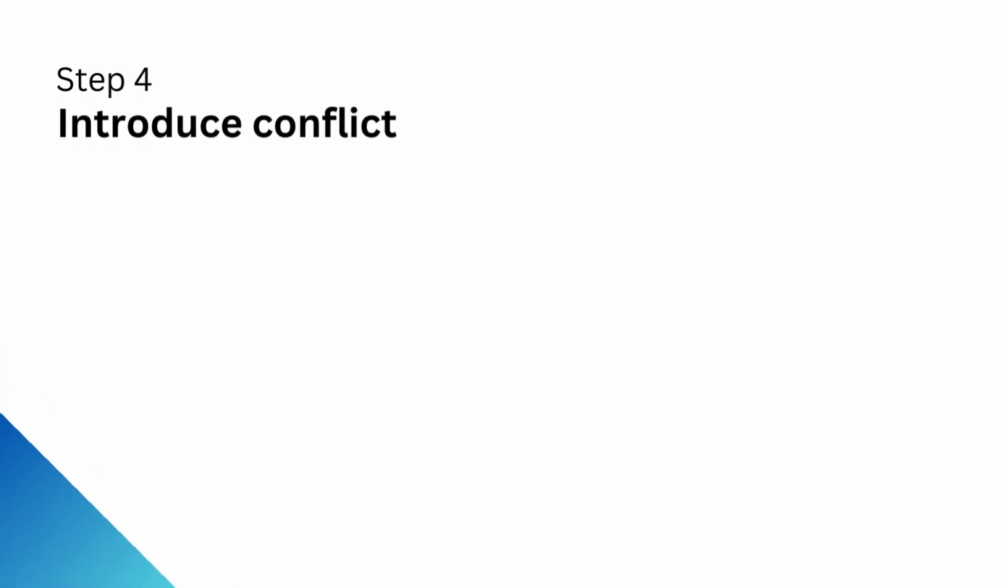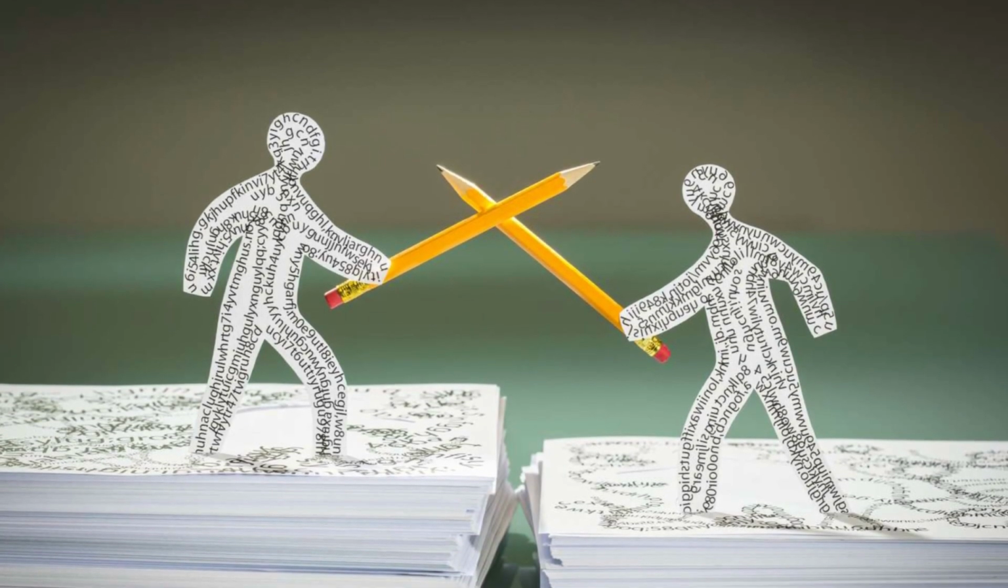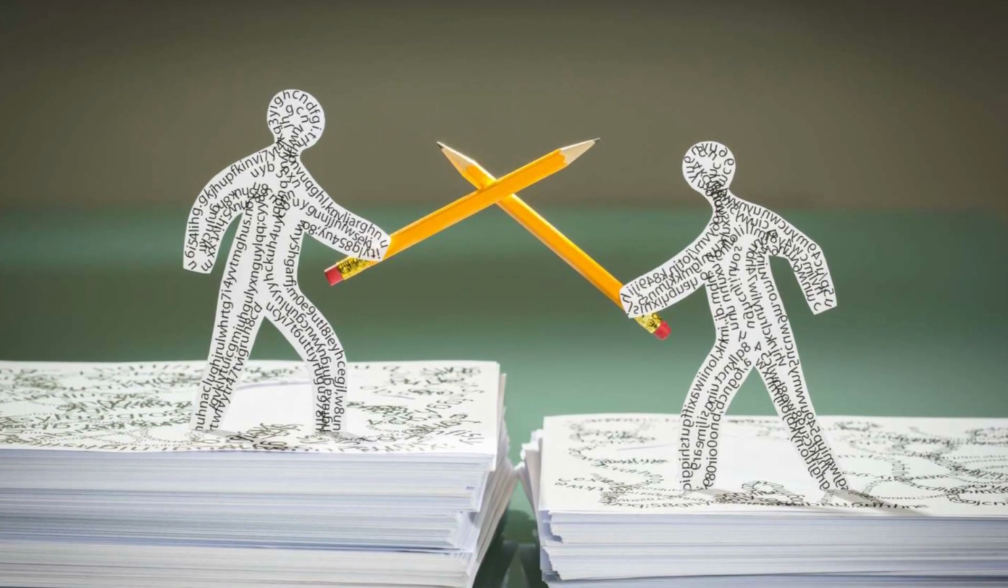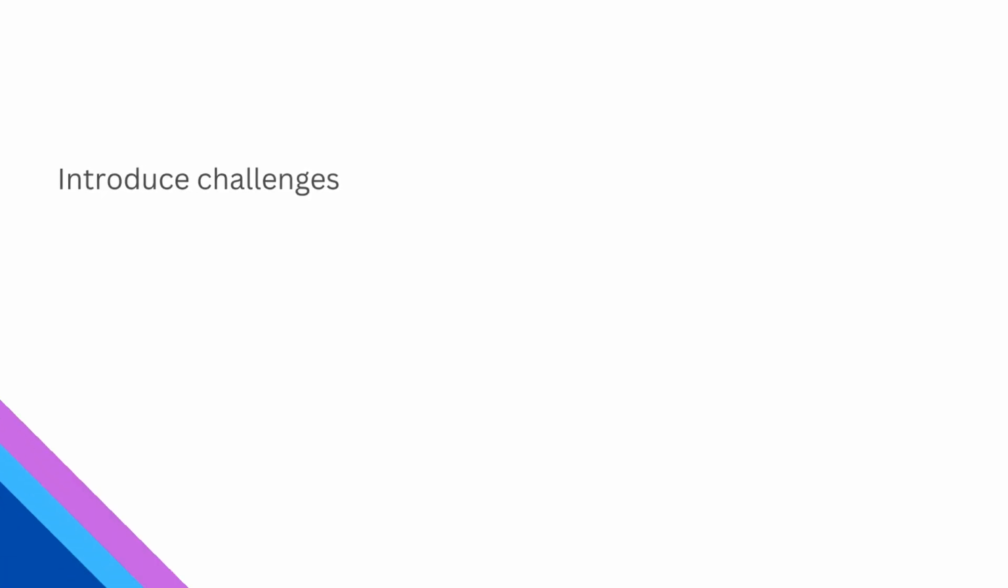Step 4. Introduce conflict. No plot is complete without conflict. It's what keeps readers engaged. Introduce challenges that force your protagonist to act and evolve. Conflict is the engine that propels your story forward. Introduce external challenges and internal struggles that your protagonist must confront.